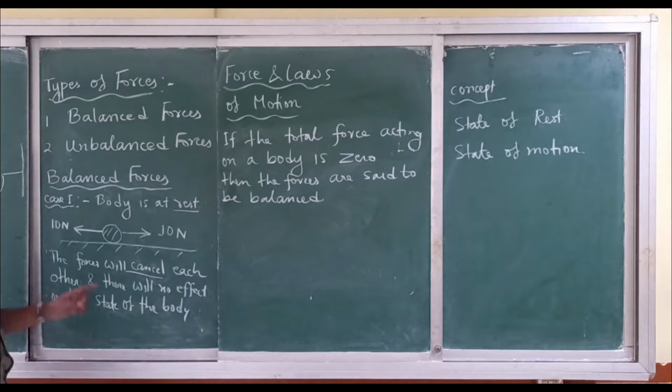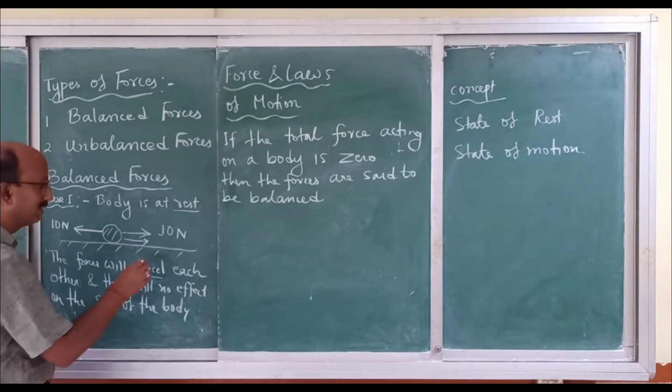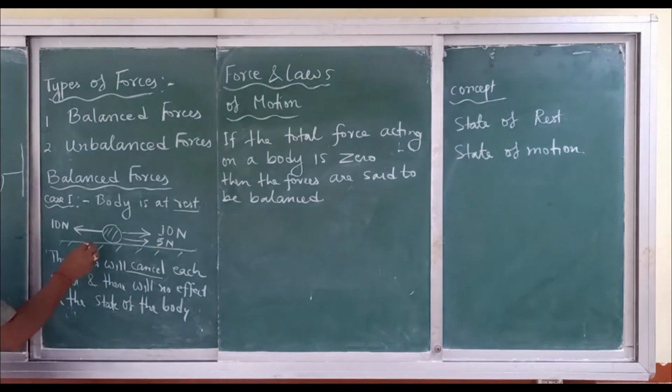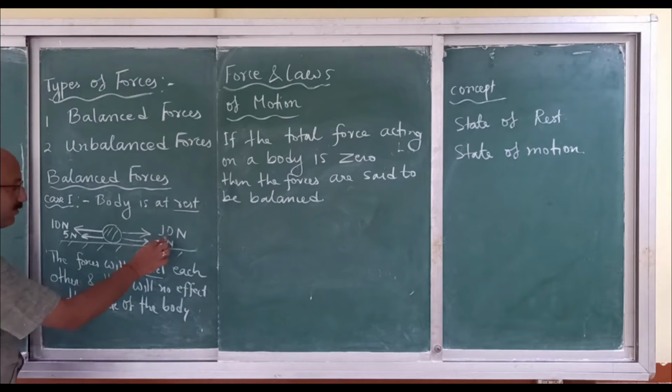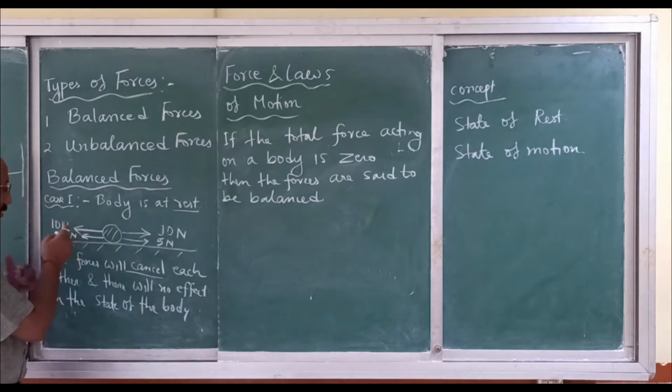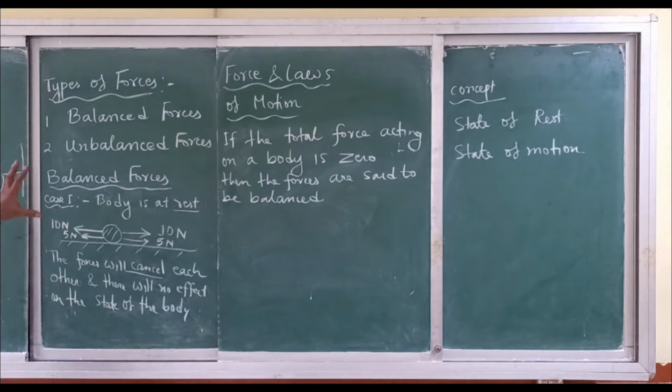Now even in this situation, think that one more person comes and applies a force of 5 Newton this side, and another person also comes and applies 5 Newton on this side. Now how many forces are acting here? 1, 2, 3, 4. This side 2 forces, this side 2 forces. But still there will be no effect on the body, because 10 plus 5, 15 on this side, 10 plus 5, 15 on this side. 15 minus 15 is equal to 0. So even if a good number of forces act on the body, if the total force acting on the body is found to be 0, then you will say that the forces are balanced.